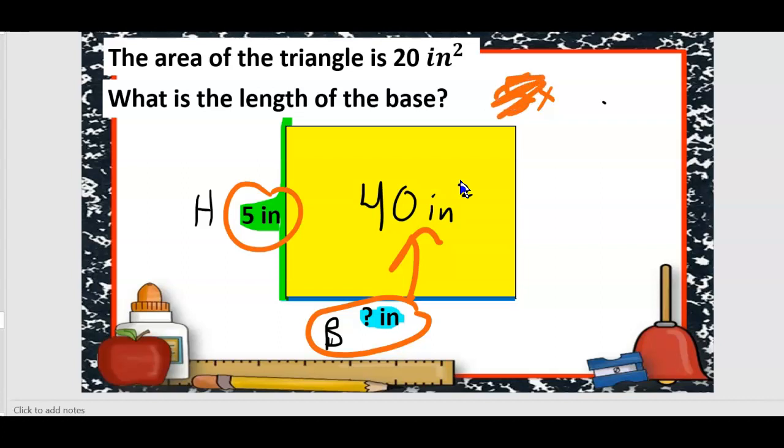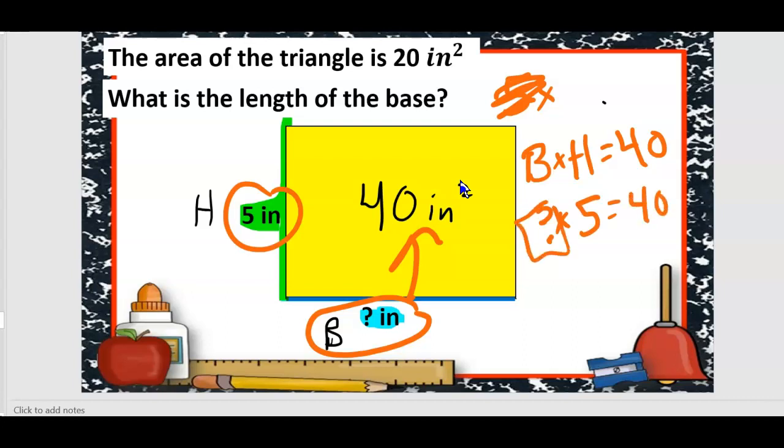You know what? Let's just do it. Let's do base times height to keep it inconsistent. Base times height equals, it's going to equal 40. We said the base, we don't know what the base is, so something times the height, which is 5, equals 40. What do you multiply by 5 to get 40? 5, 10, 15, 20, 25, 30, 35, 40. 8 times 5 equals 40. So this is going to be 8.